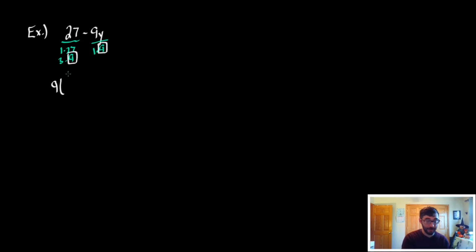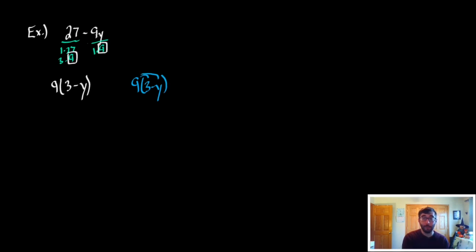Well, 27 divided by 9 is 3 minus, and 9y divided by 9 is 1y. So all that's left in this place is a y, and this would end up being our final answer. If you want to double check your work, to make sure you did this correctly, all I need to do is multiply this 9 back out.